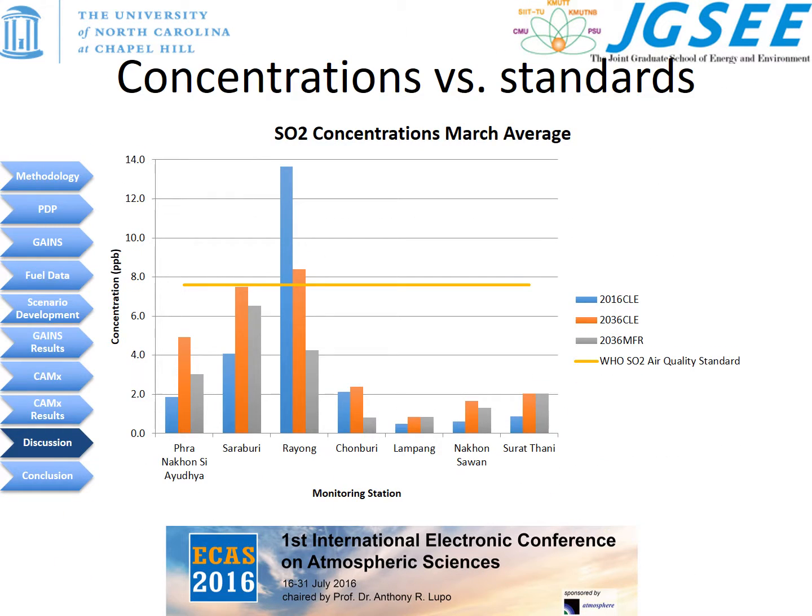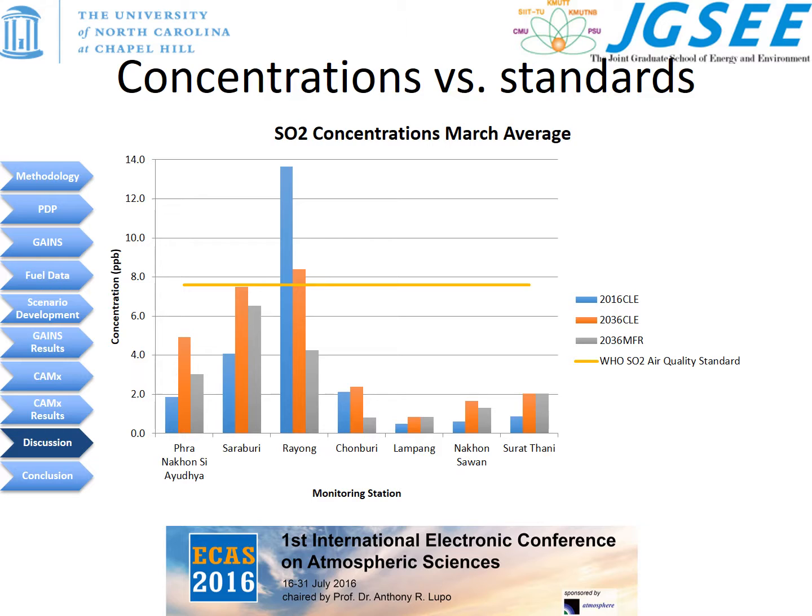This is the same graph displayed earlier in the presentation for SO2 emissions in March for all cases. The WHO standard is superimposed using a yellow line. It's worth noting that the only standard provided for SO2 by the WHO is daily, not monthly, and it's set at 20 micrograms of sulfur dioxide per cubic meter.